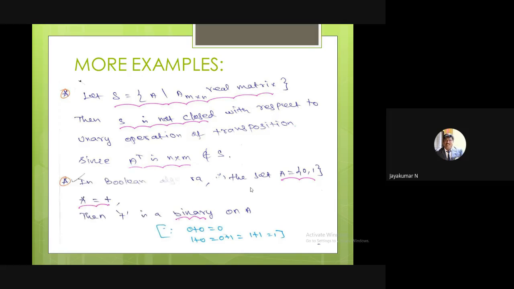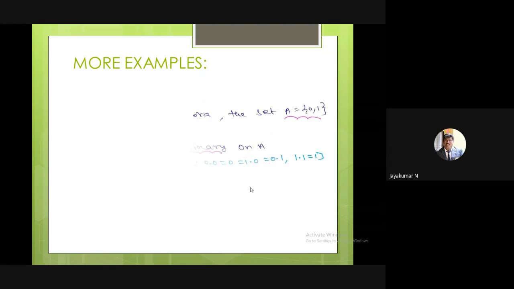Many examples are there. All are very well known from Boolean algebra. The set 0, 1 and addition is clearly binary. And multiplication is also binary, because multiplication of two binary values, you already know very well. So that is binary.